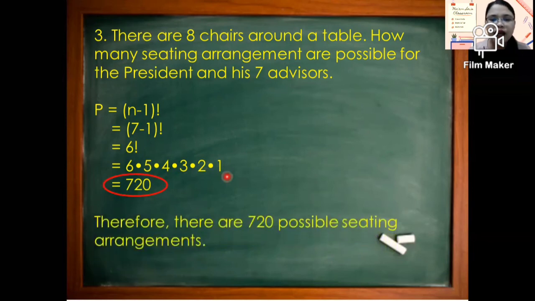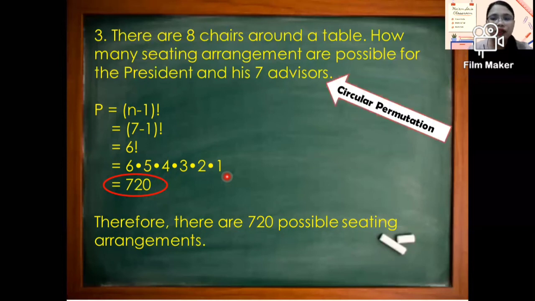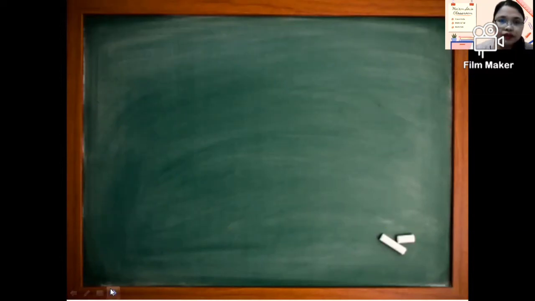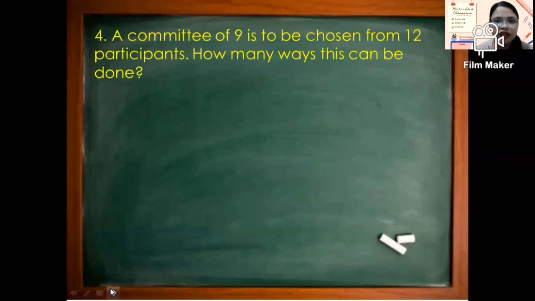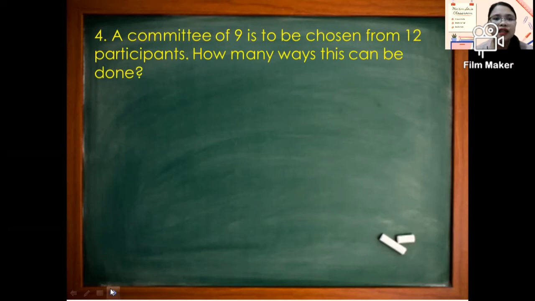So therefore, there are 720 possible seating arrangements for the advisors. Okay? And this is an example of circular permutation. Let's have example number 4. A committee of 9 is to be chosen from 12 participants. How many ways can this be done?